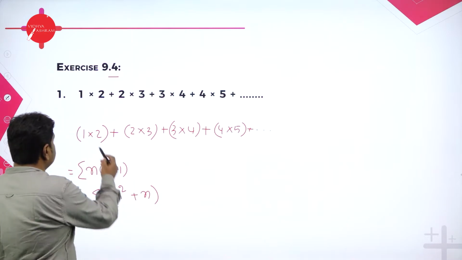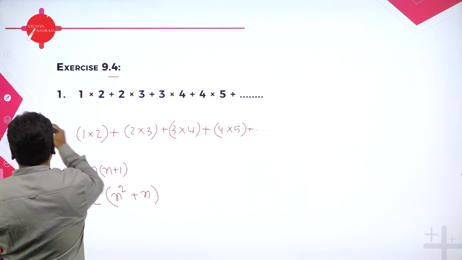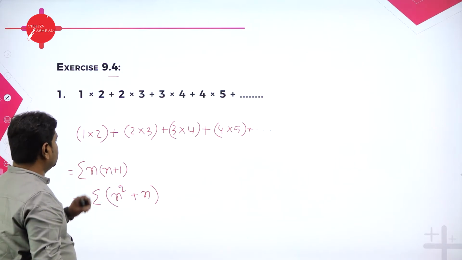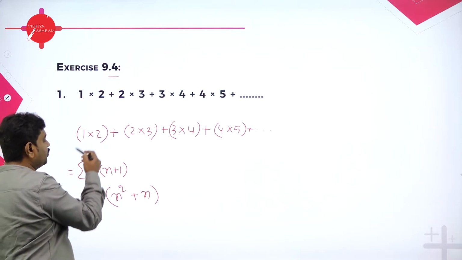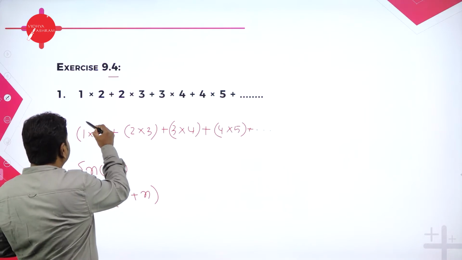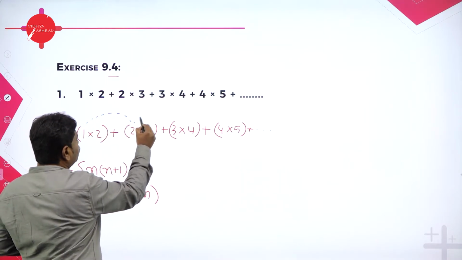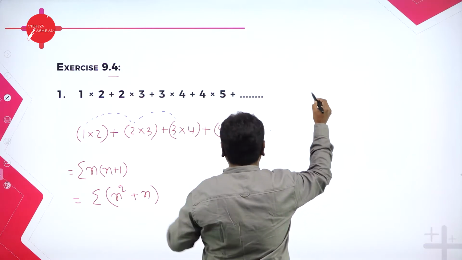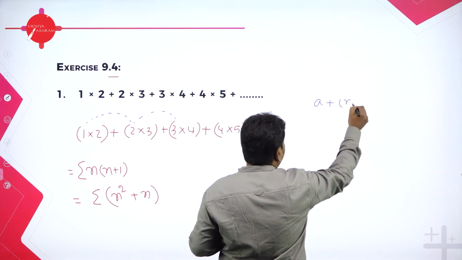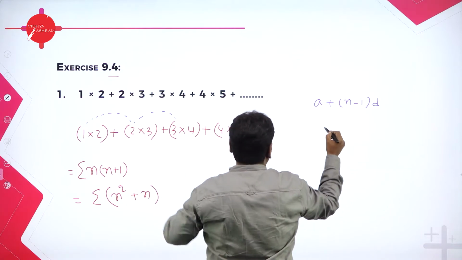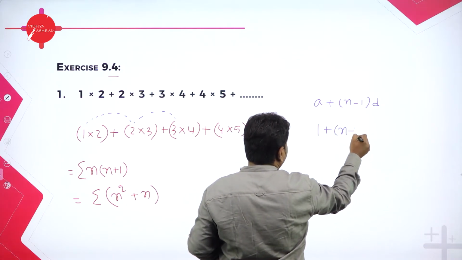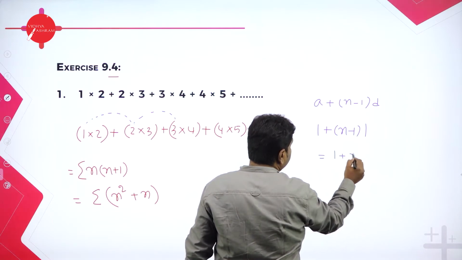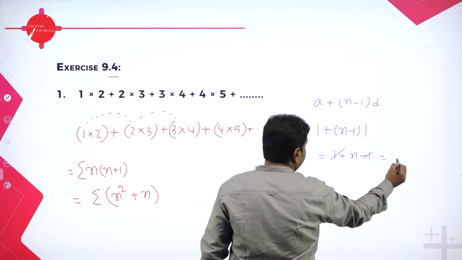Dear students, first this is 1, 2, 2, 3 like this. So how did we get n into n plus 1? Here this is the first term n, this is n plus 1. Here, all the first terms 1, 2, 3 are in AP. What is the general term in AP? A plus n minus 1 into d. If you use this, what is a? 1 plus n minus 1 into the common difference. The common difference between 1 and 2 is 1. So it will become 1 plus n minus 1. So 1 cancels, you will get the first term as n.